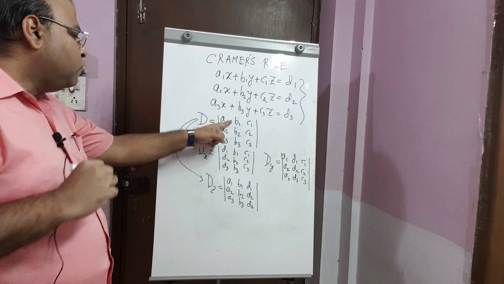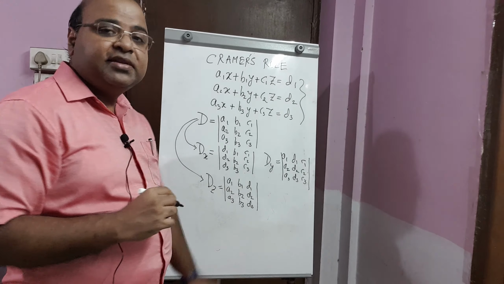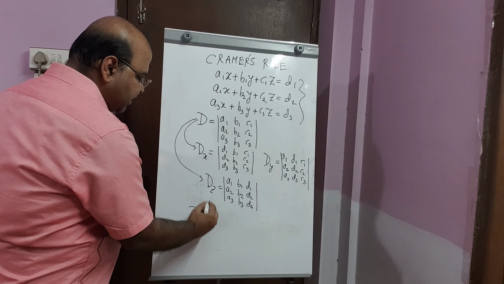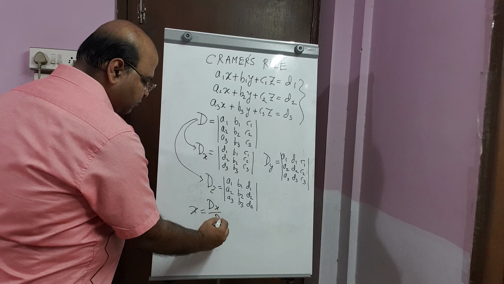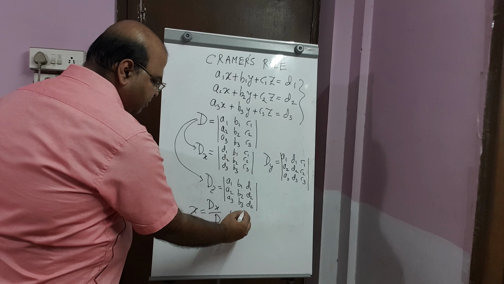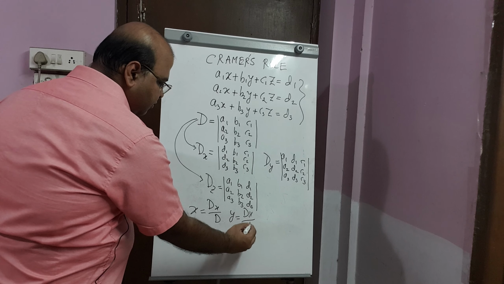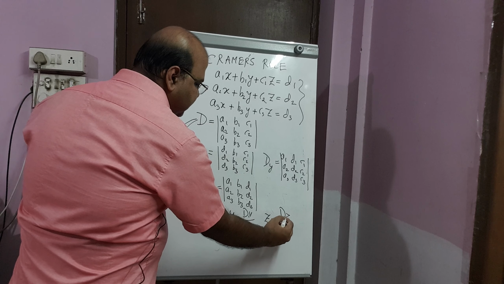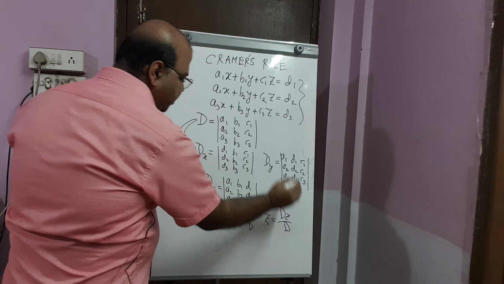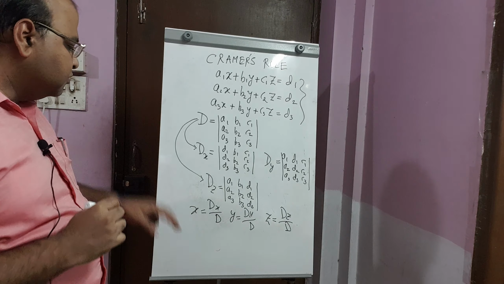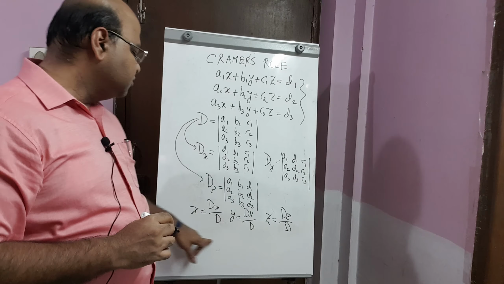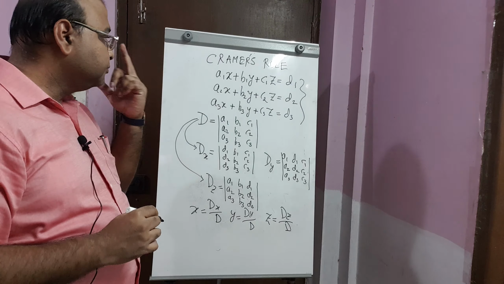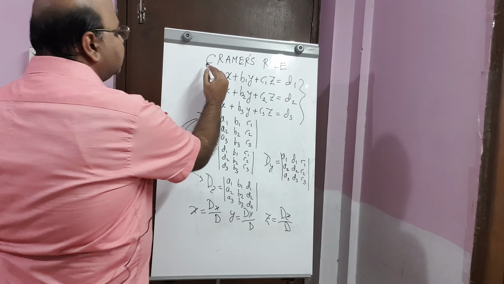Then we have to expand all these four determinants to find their respective values, and finally x will be given by dx upon d, y given by dy upon d, and z given by dz upon d. So this will be the set of solution to this system. This particular method is known as Cramer's rule.